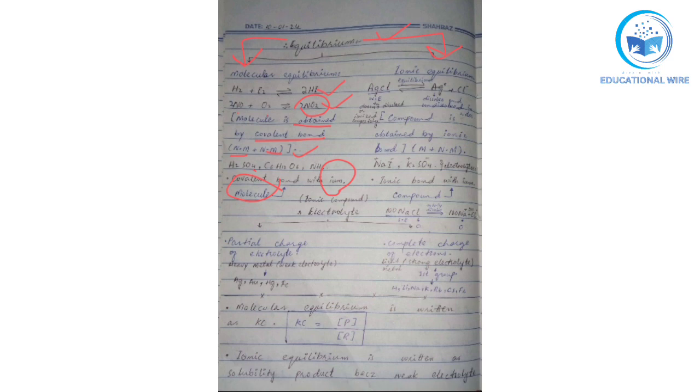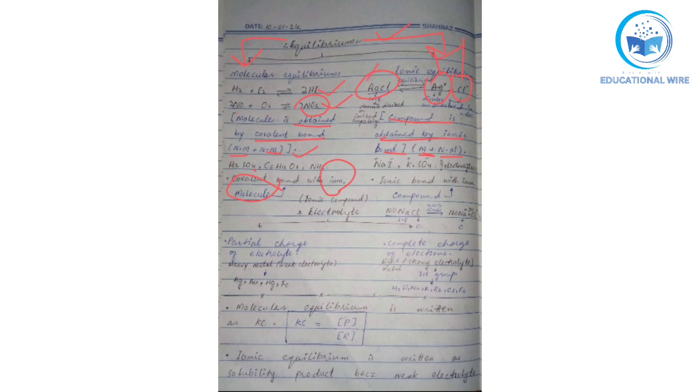After that, talking about ionic equilibrium, it is basically a compound that is obtained by an ionic bond, where we have one metal and one non-metal making a product. Here we have AgCl, Ag plus and Cl minus. One is metal and one is non-metal. It's making an ionic equilibrium here as a product.